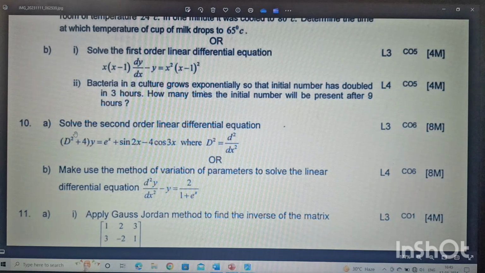from the unit 6, solve the second order linear differential equation. D square plus 4 into y is equal to e power x plus sin 2x minus 4 cos 3x. Okay, now this is a second order non-homogeneous linear differential equation.